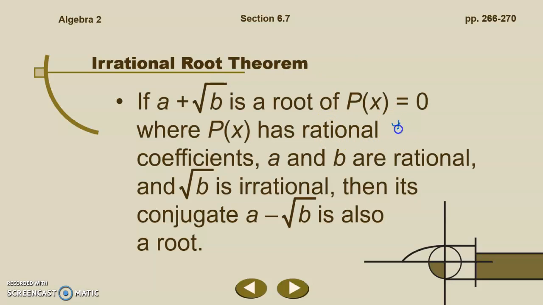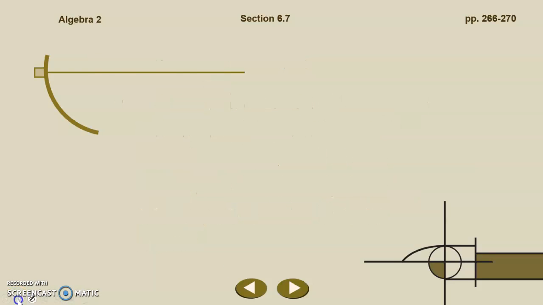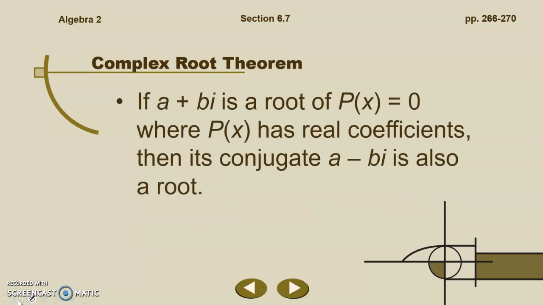So 4 is a rational number, okay? So where all the coefficients are rational, a and b are rational, and square root of b is irrational, then its conjugate, a minus the square root of b, is also a root. Okay, a second theorem that goes along with this is the complex root theorem, which says if a plus bi is a root of p of x equals 0, where p of x has real coefficients, then its conjugate, a minus bi, is also a root.